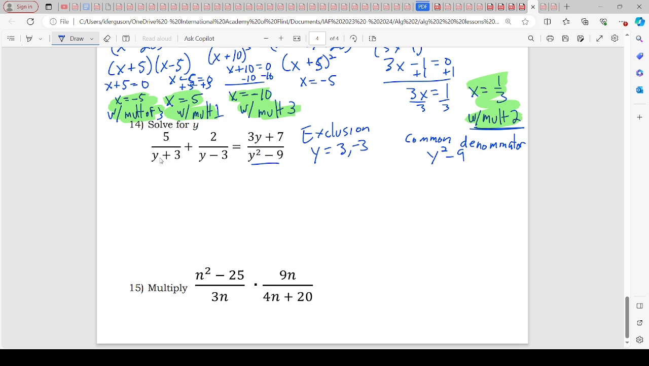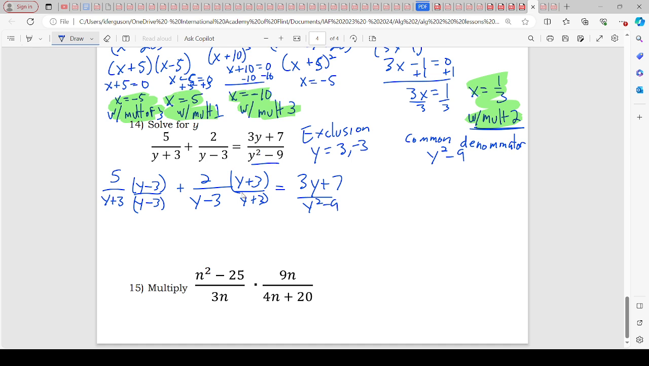So anyway, what do I need to do? I need to multiply that first fraction times y minus 3 top and bottom. I need to multiply that second fraction times y plus 3 top and bottom. And then the third fraction, I don't need to multiply by anything because it's already got my common denominator.